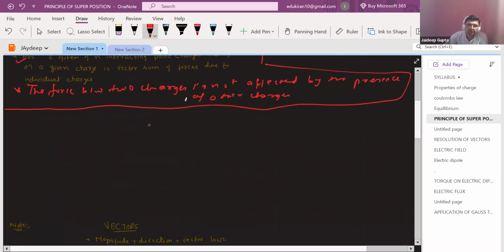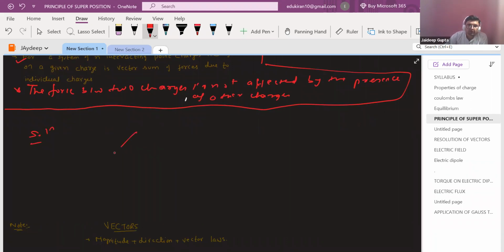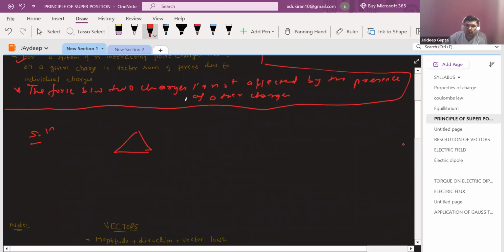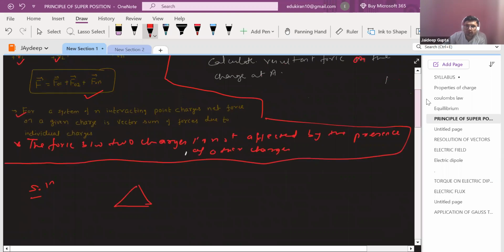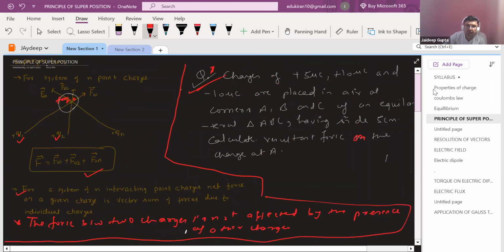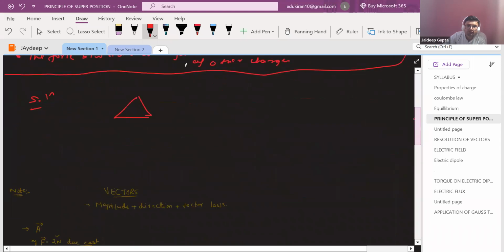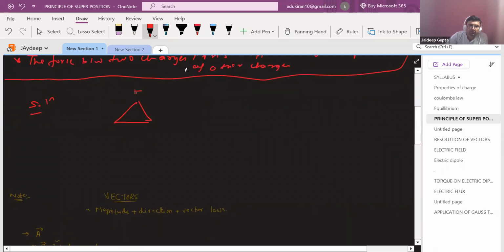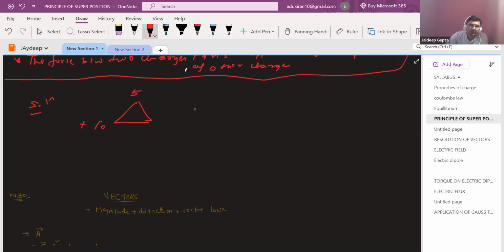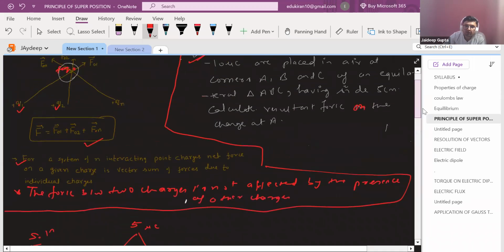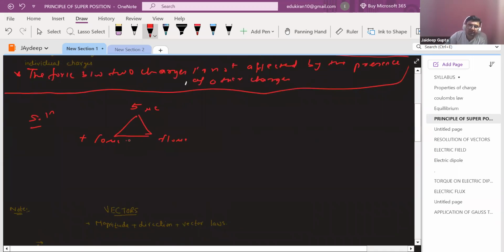What is given in the question? The three charges: minus 10, plus 5, and plus 10 microcoulomb. It is an equilateral triangle having side 5 centimeter.